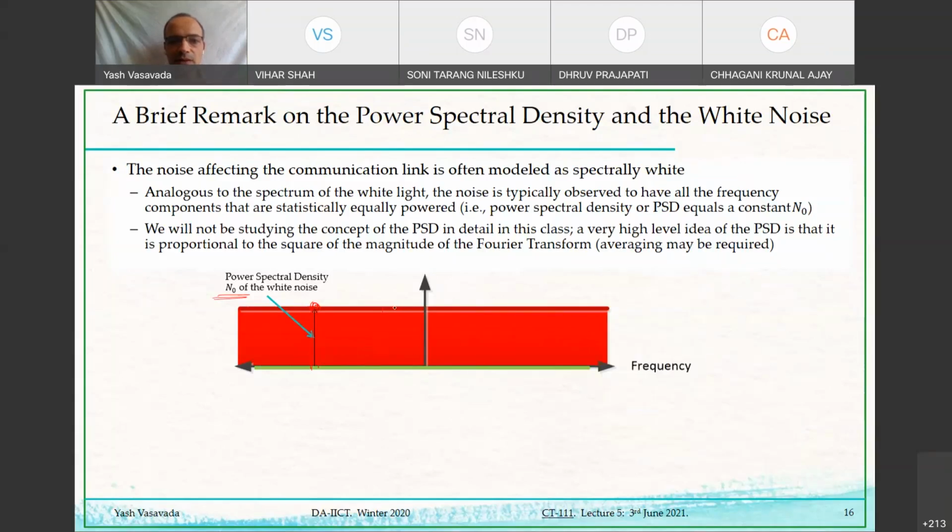If I go over here and put a very small, narrow filter, and again measure the power that comes out of this filter, it will still be the same value. It will be equal to N naught. So that is what is meant by white noise. Its spectral characteristic is very much like white colored light. And the strength of the noise at any particular frequency is denoted as N naught, which is what the power spectral density is.